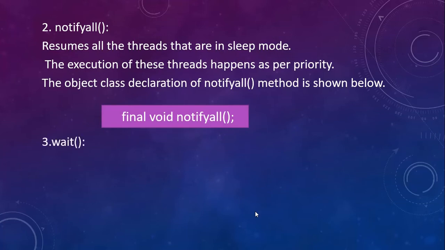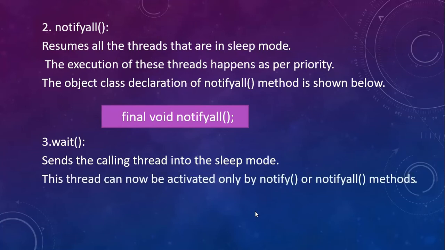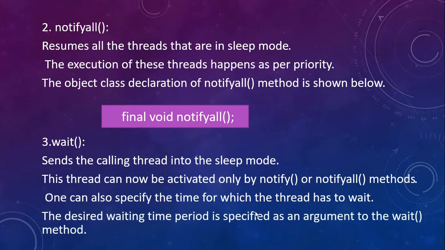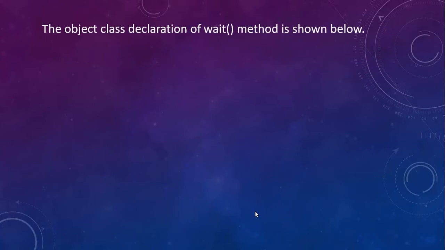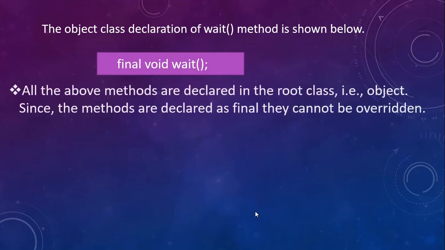And the third most important method is the wait method. This method sends the calling thread into the sleep mode. This thread can now be activated only by the notify or notifyAll methods. One can also specify the time for which the thread has to wait. The desired waiting time period is specified as an argument to the wait method. We shall now see a program. Before that, we shall see the Object class declaration of the wait method. So it is final void wait.